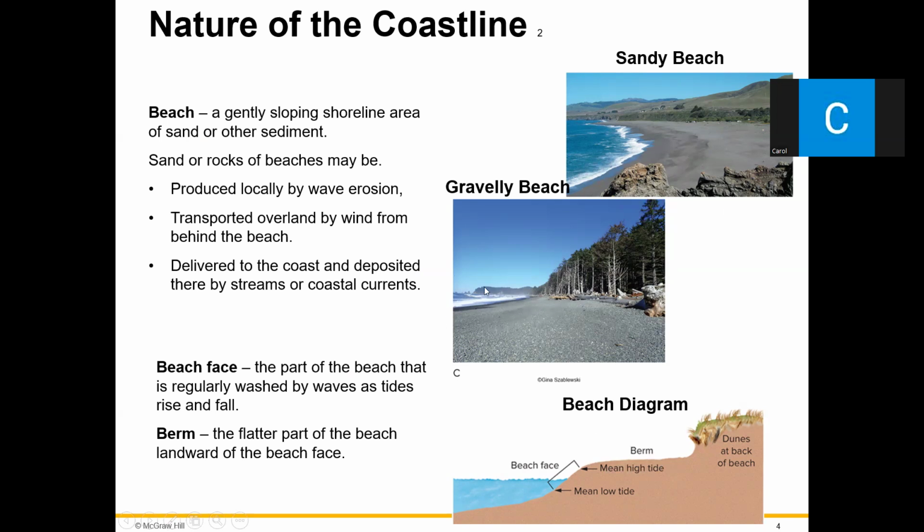So at this beach, the energy is strong enough to carry these sand-sized grains out into the ocean with it. And at this beach, it's probably a much calmer environment, and the waves don't have enough energy to carry the sand grains away.